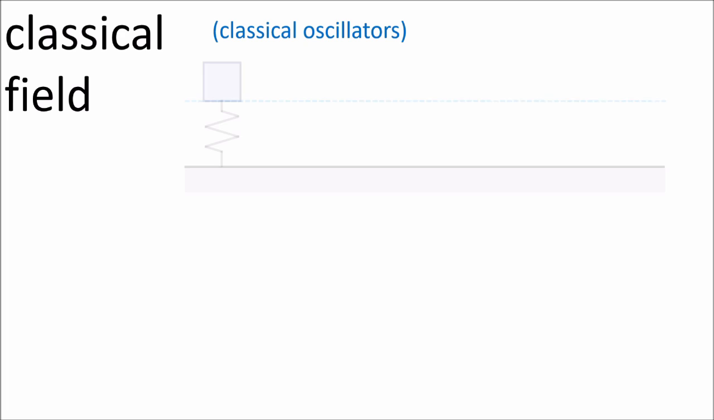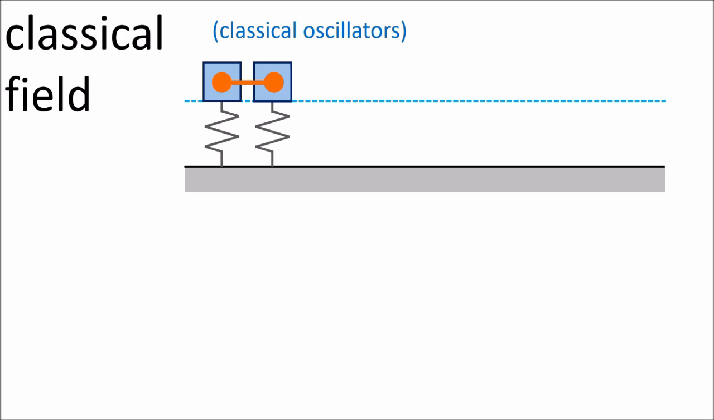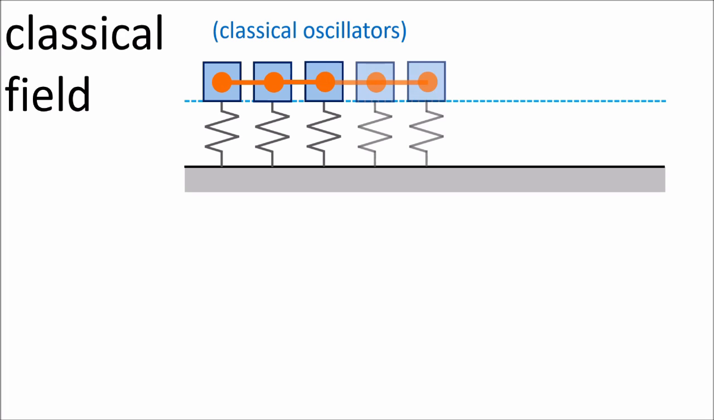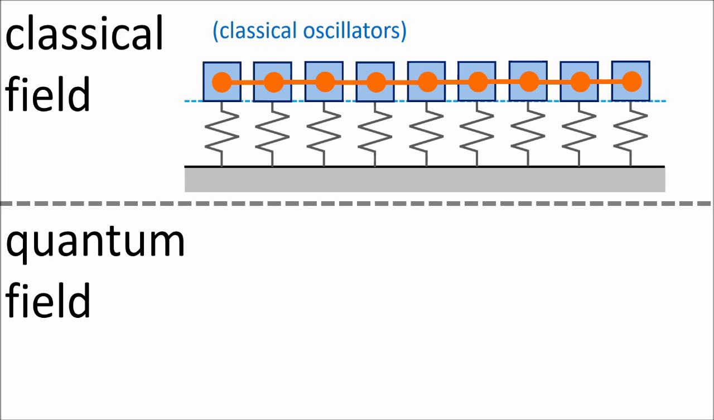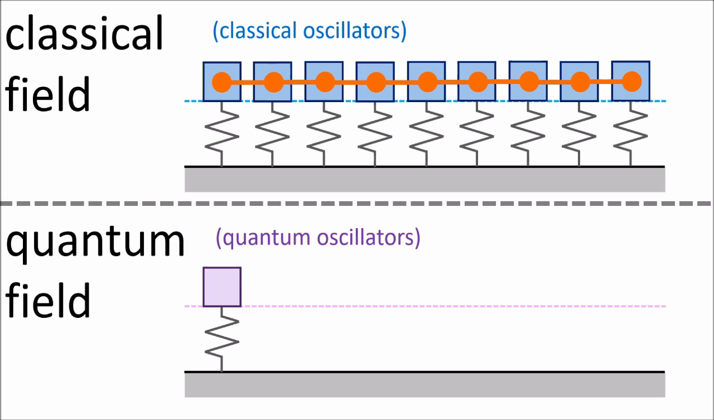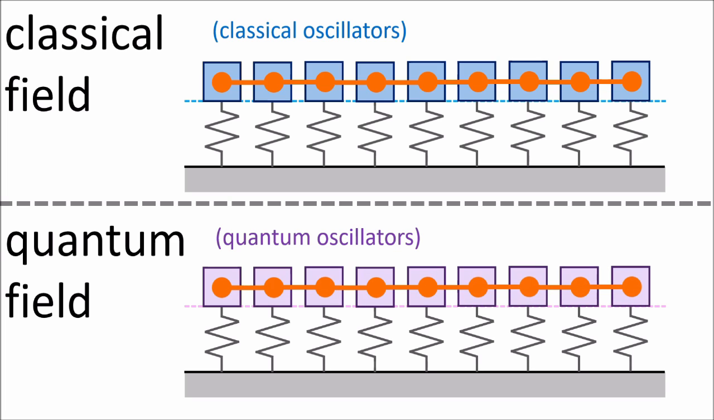To see how quantum fields work, let's go back to classical fields. In classical physics, we made a classical field by joining two classical oscillators together and then joining together more and more oscillators until we got an entire classical field of oscillators. To get a quantum field, we do something similar. We start by joining two quantum oscillators together and then join together more and more until we get an entire field of quantum oscillators, which we call a quantum field.